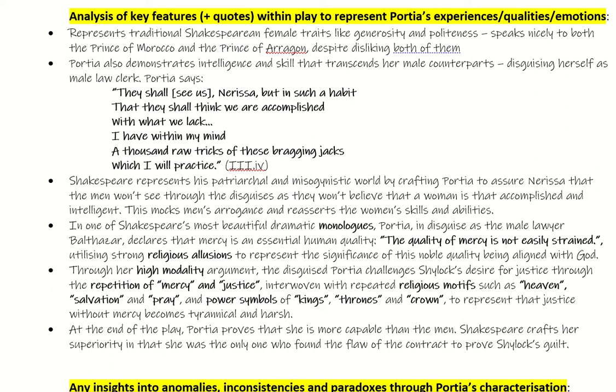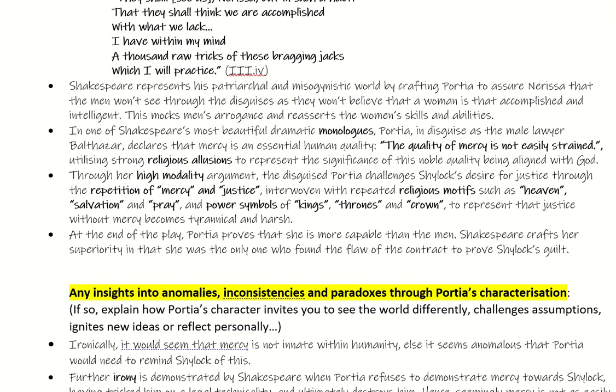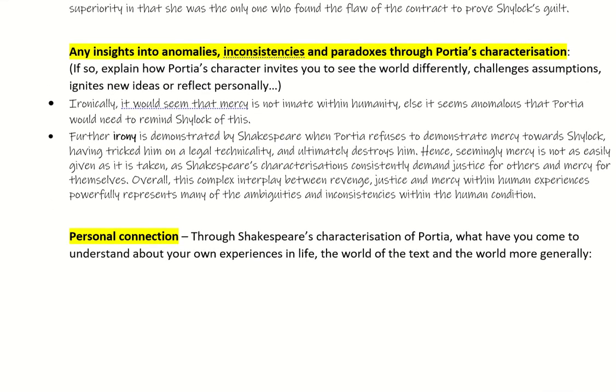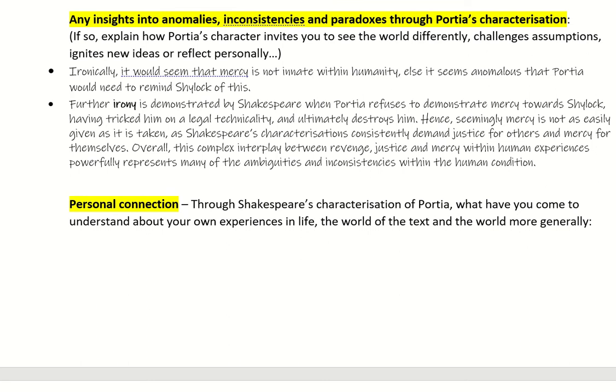Some of the key features and quotes from the play that Portia's experiences align with. So you go to the text to find your evidence. So I've given you some evidence there, but I want you to keep developing those notes for Portia. Again, any insights into anomalies, inconsistencies, and paradoxes through Shakespeare's crafting of Portia's character. And then again, personal connection. How do you understand something through your engagement with Portia's character in the text?